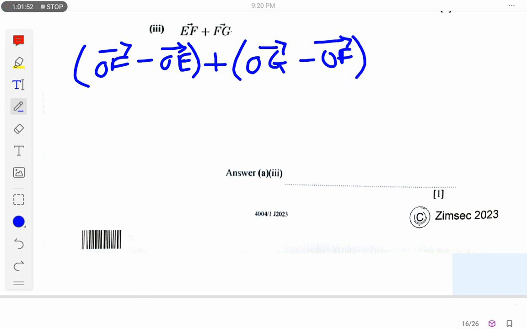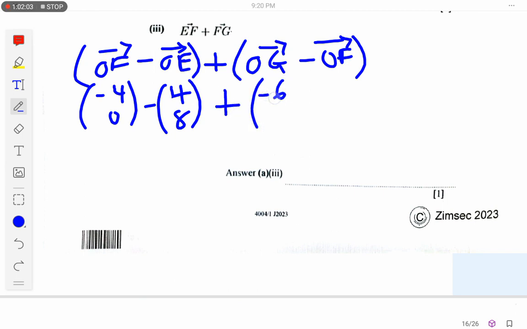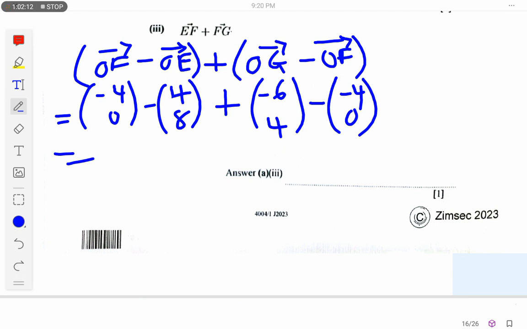Let's simplify. For this one, OF was (-4, 0), minus OE was (4, 8). Plus OG is (-6, 4), minus (-4, 0). You can either add all of them together at once: minus 4, minus 4, minus 4, I get minus 8, then minus 6, that will be minus 14. Then plus 4, you get minus 10. But I don't want to confuse you, so I'm going to do it step by step.